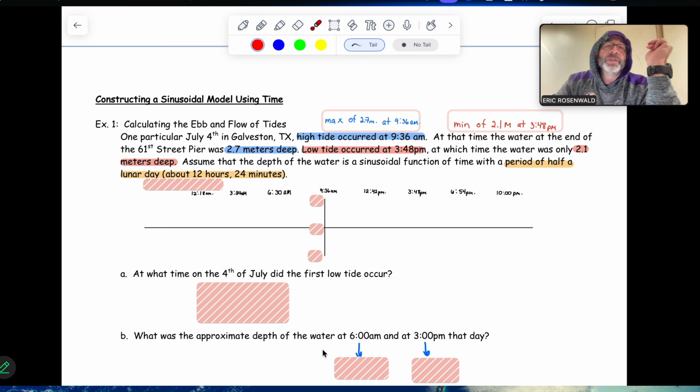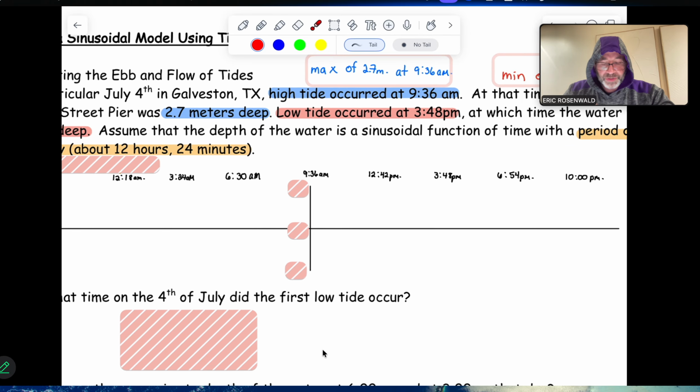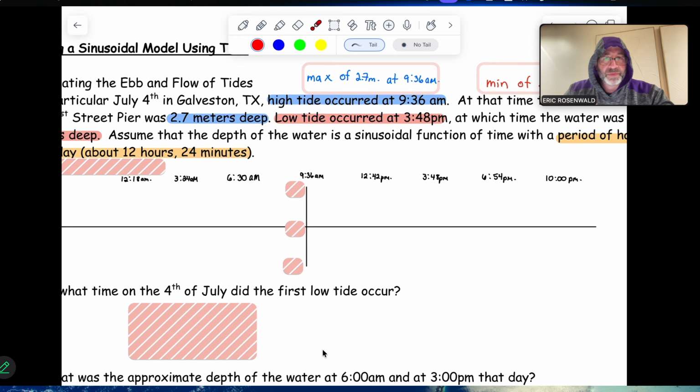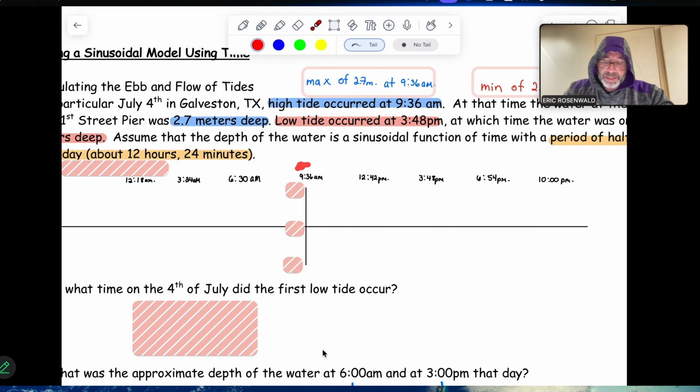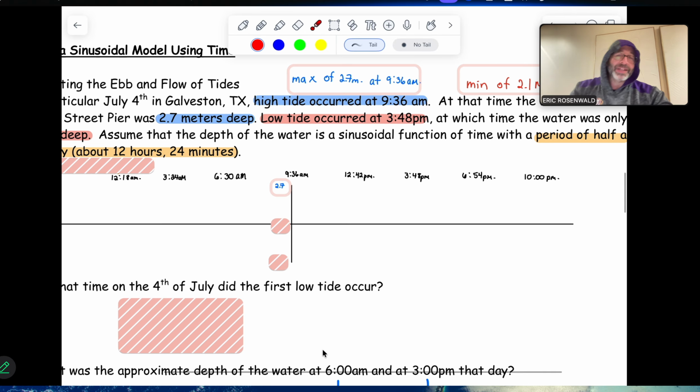It says to assume the depth of the water is a sinusoidal function of time with a period of half a lunar day. So let's see. Okay, I've got some times slated across here. Let's talk about how I got all these. Starting at 9:36 a.m., we're going to create a maximum at 2.7. And at some point later on, it's going to be a minimum of 2.1.